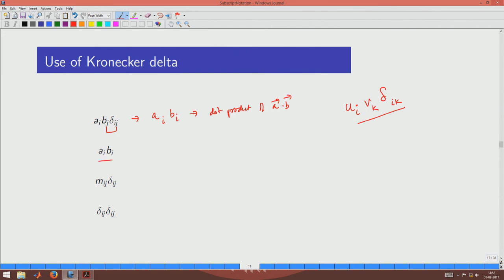So, what would be this quantity? It is the same quantity that we have written here. So, you could see that from here to here, what have we done? We have essentially replaced the index of b from j to I. So, delta has the property to replace indices, that has been observed here.